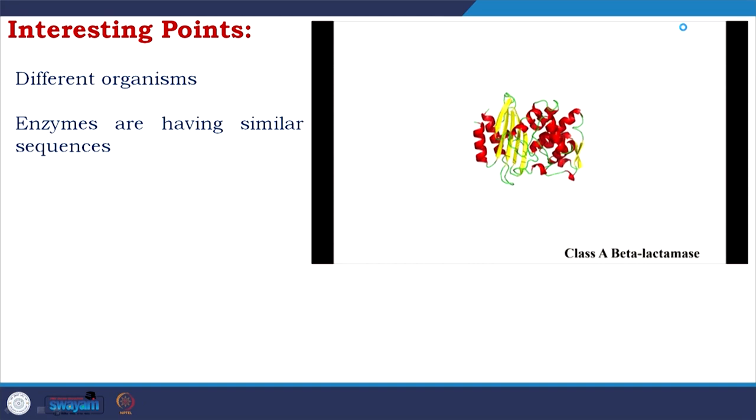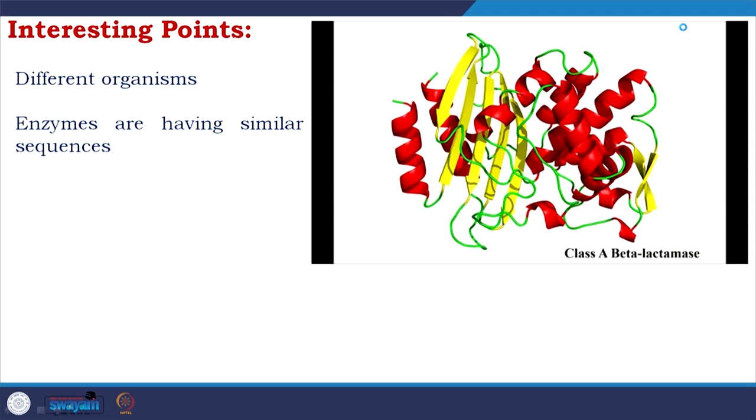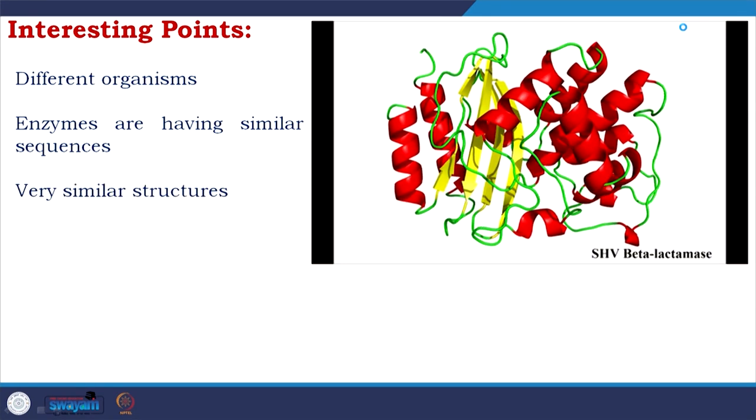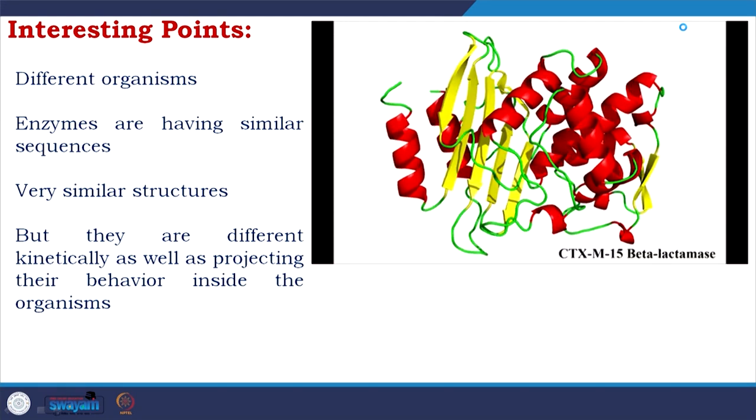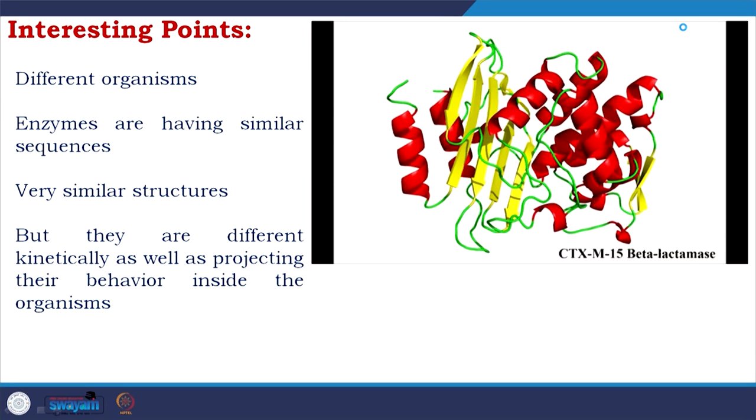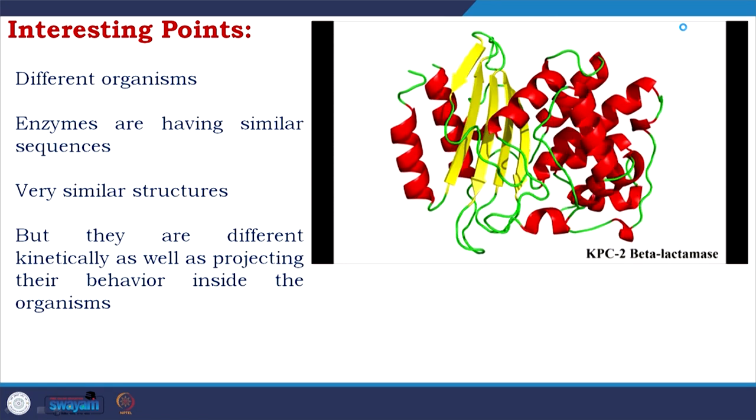Those enzymes have very similar sequences, and if you look at the movie, you realize that they have very, very similar structures. The 3D folds are almost identical, but they are different kinetically as well as in their behavior inside the organism. One enzyme is different from another, but even one enzyme going to E. coli and Klebsiella behaves differently. Because of that, there is so much diversity here, and when you apply drugs, they come up with resistance, with the power to diffuse the effect of the antibiotic.